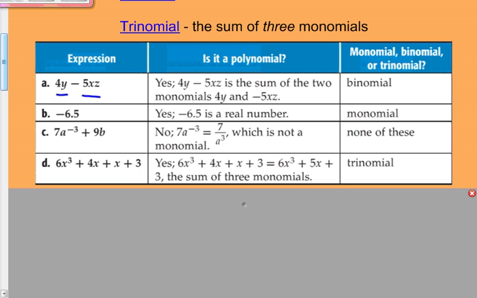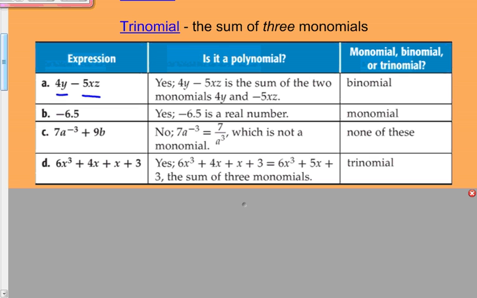C, this one is not a polynomial because you would rewrite a to the negative 3 on the bottom. You would take it to the denominator, and that puts a variable in your denominator, which is not a monomial. So it's none of these.